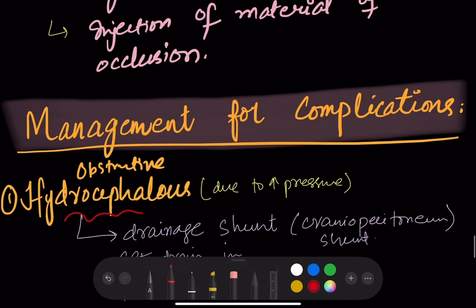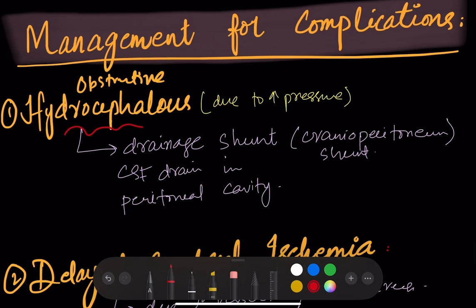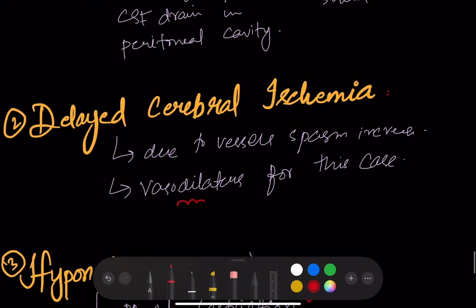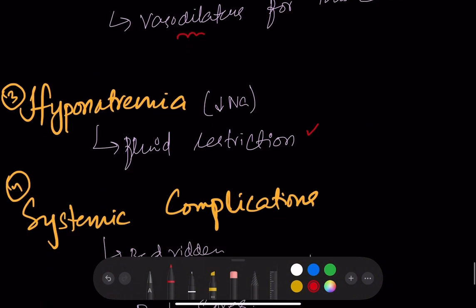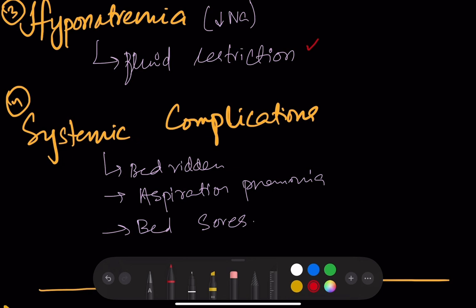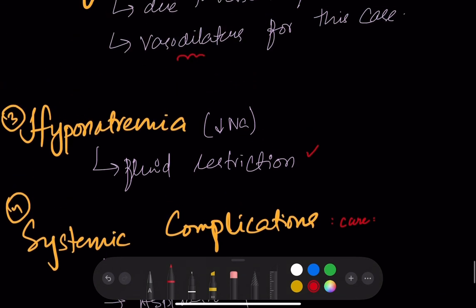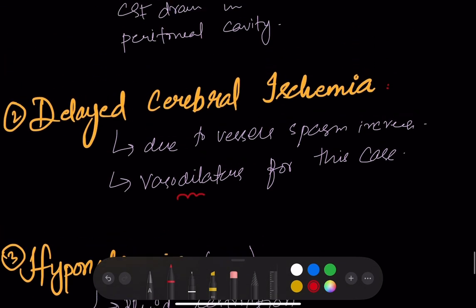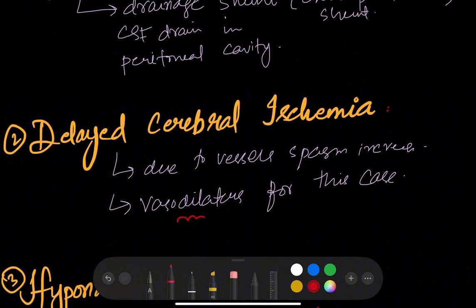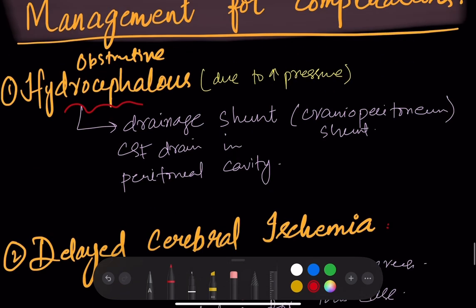So we have discussed the complications of subarachnoid hemorrhage, which are obstructive hydrocephalus, delayed cerebral ischemia, hyponatremia and systemic complications. Care should be taken for systemic complications, that is bedridden patient, aspiration, pneumonia, and bed sores. For hyponatremia, fluid restriction is done, and for delayed cerebral ischemia due to vessel spasm, vasodilators are given. And for obstructive hydrocephalus, a drainage shunt with CSF drain into the peritoneal cavity is done.